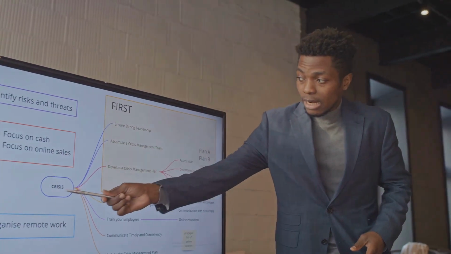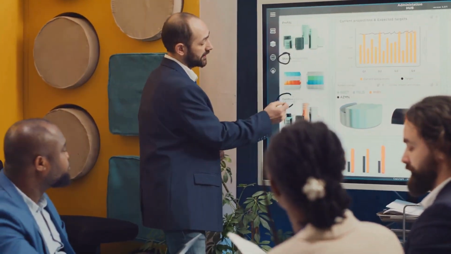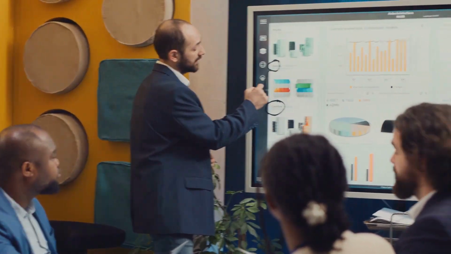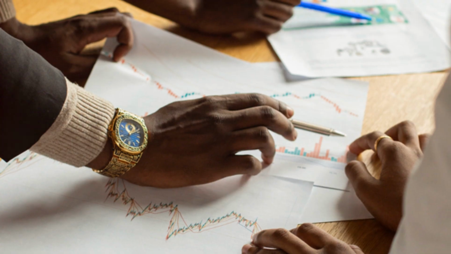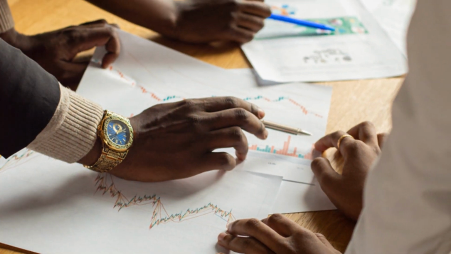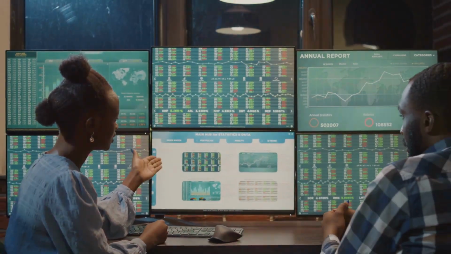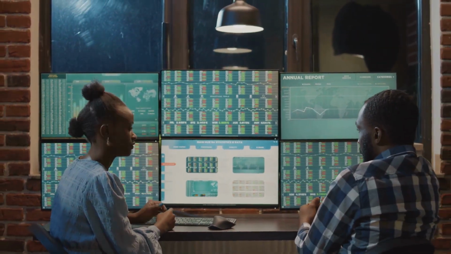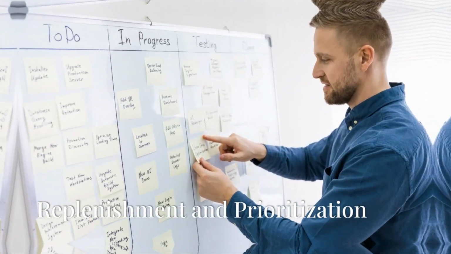Cumulative flow diagram, or CFD. This tool provides a visual representation of how work is moving through the system over time. It shows how many tasks are in each stage of the workflow and helps identify bottlenecks or stages that require attention. By tracking these metrics, teams can identify patterns, measure performance, and make data-driven decisions to improve their workflow and increase efficiency.